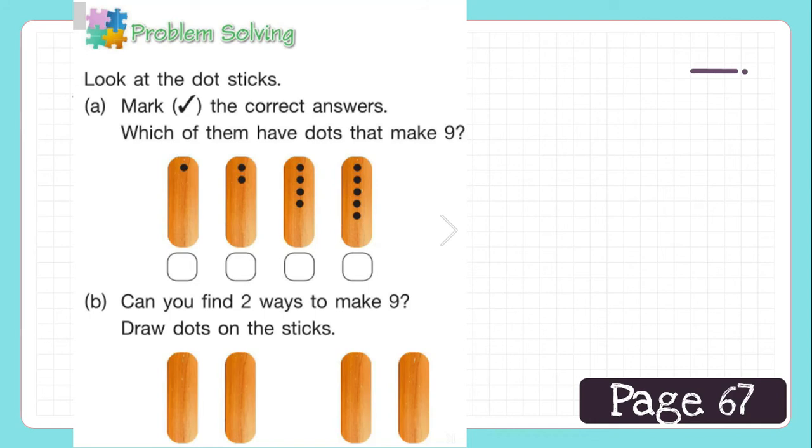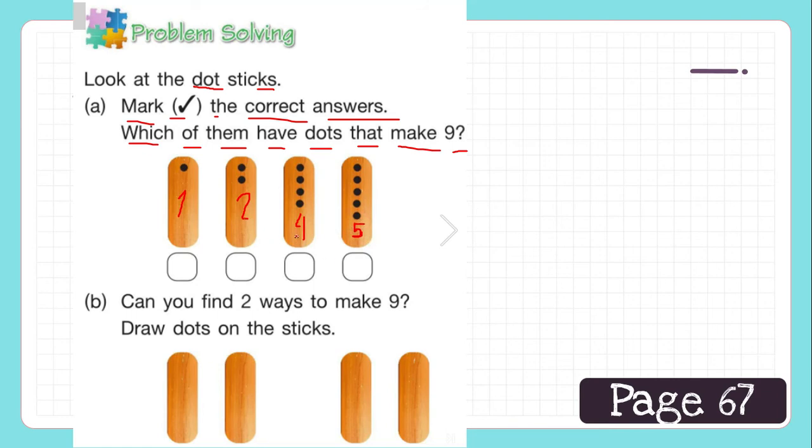Next, let's go to your problem solving, page 68. Look at the dots here. We have here the dot sticks. Mark check the correct answer. Which of them have dots that make 9? Okay. We are going to look for the dots that make 9. So if you add the dots together, they will make 9. Okay, so we're going to count the first one. We have here 1, we have here 2 dots, we have here 4 dots, and we have here 2, 4, 5 dots. So we're going to look for the number that makes 9.